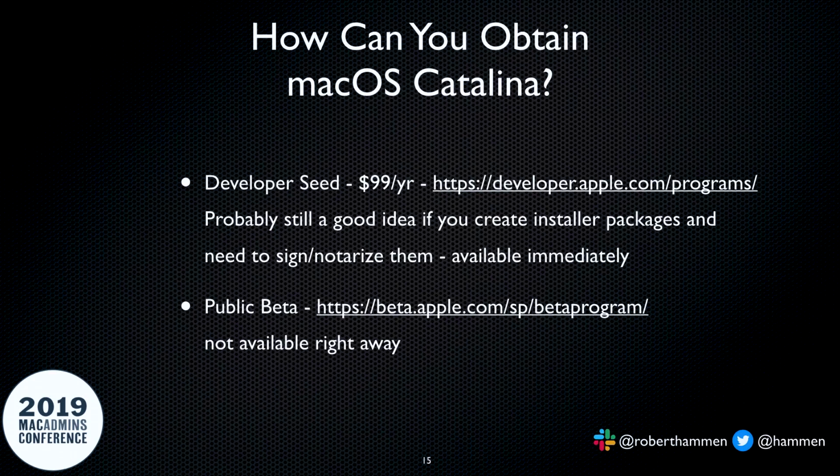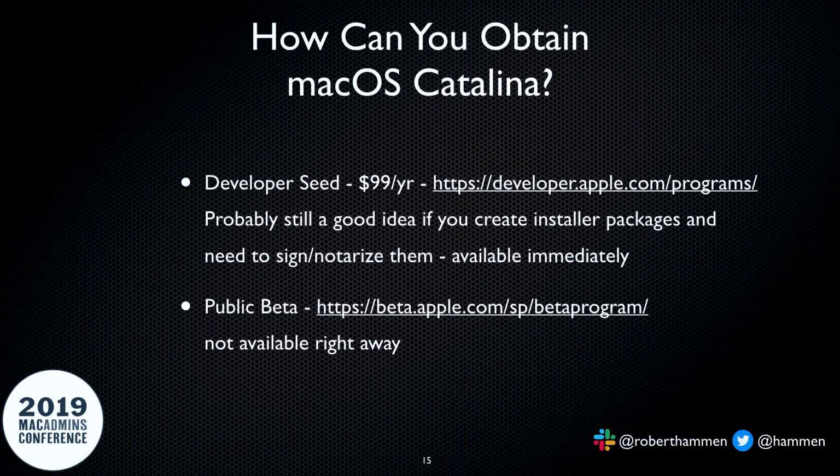Okay, how do you get Catalina? The way that most people get it is through the developer program. This requires you to spend $100 a year. You have to have a DUNS number. This can be sometimes difficult for organizations to obtain, or at least a pain.